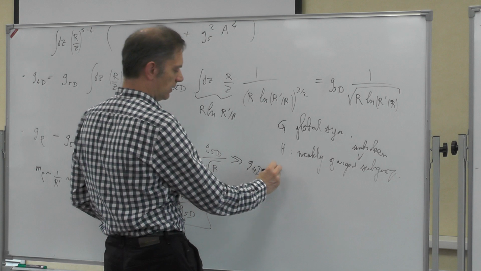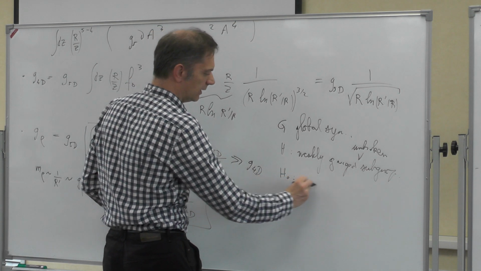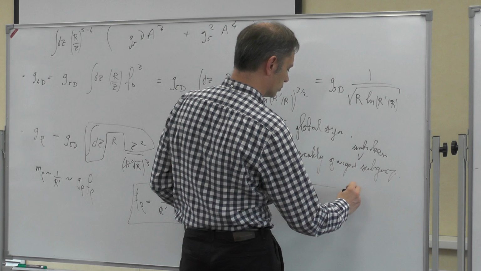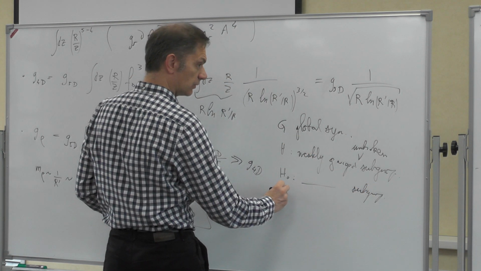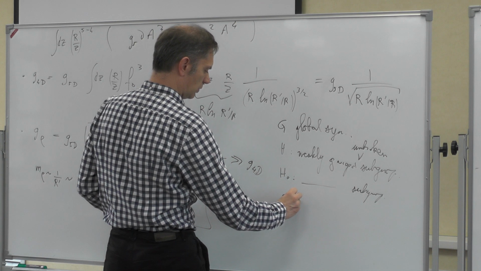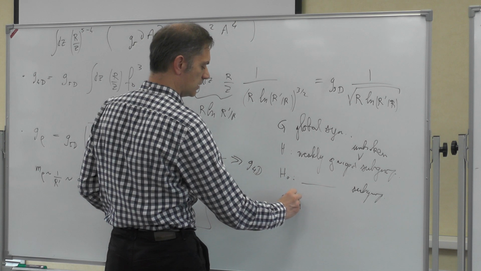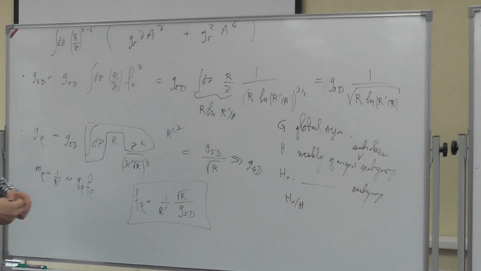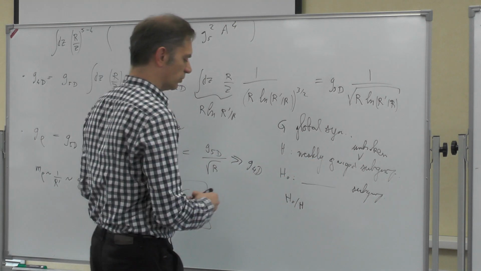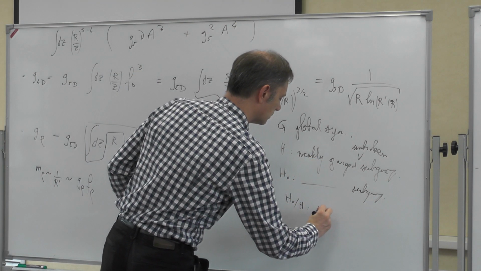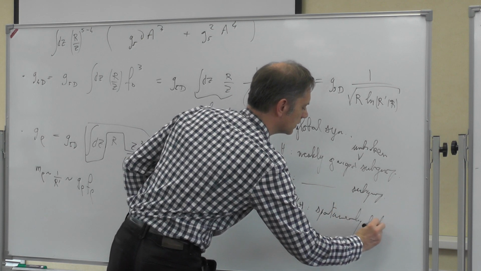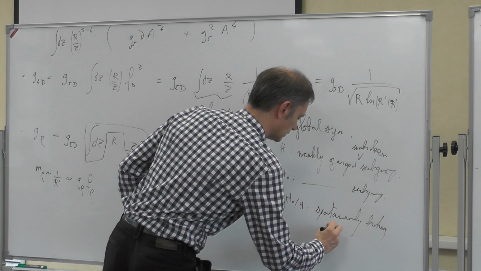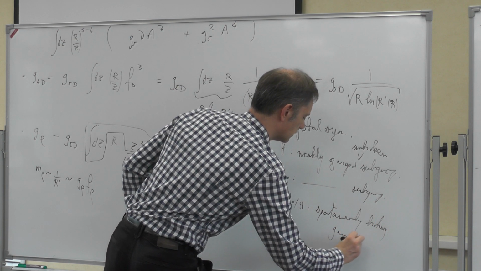And actually, H0 will be a weakly gauged, potentially broken subgroup, and then H0 over H actually corresponds to a spontaneously broken gauge symmetry.